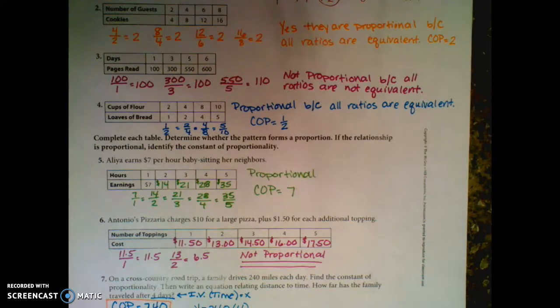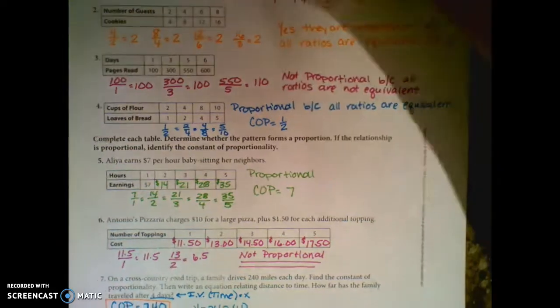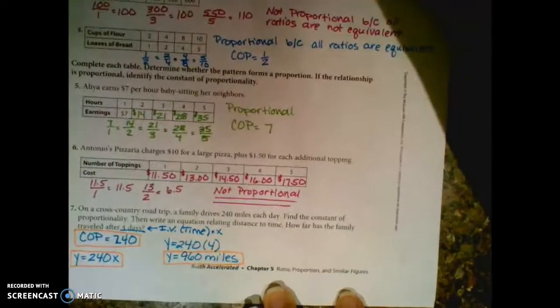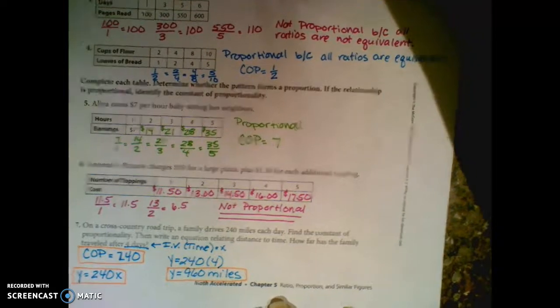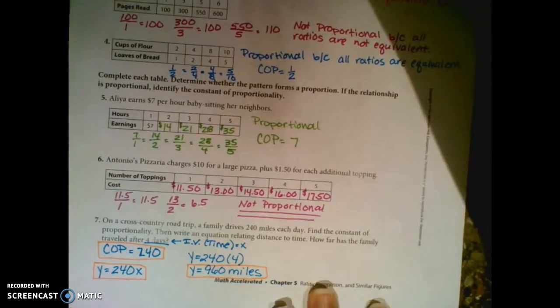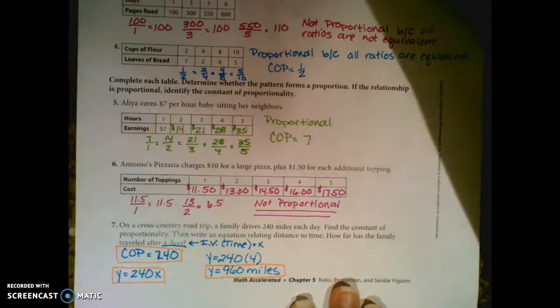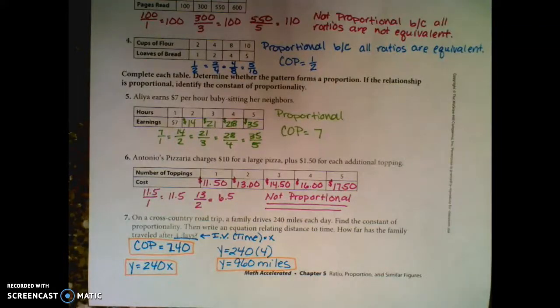I'll show you number 7. Okay, let's look at number 7. For this one, there were 3 things that you needed to do for this problem. So big mistake I usually see in this unit is that students don't give all answers to all the questions. So find the constant of proportionality. Every day is going to be the same amount, so the rate would be 240 miles per day.